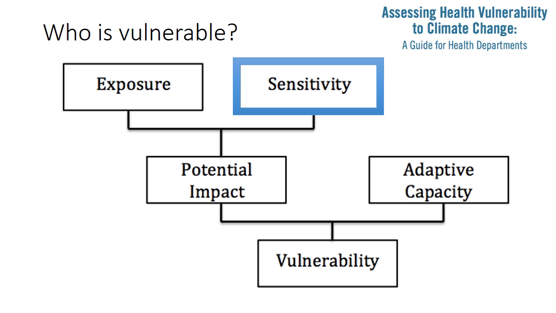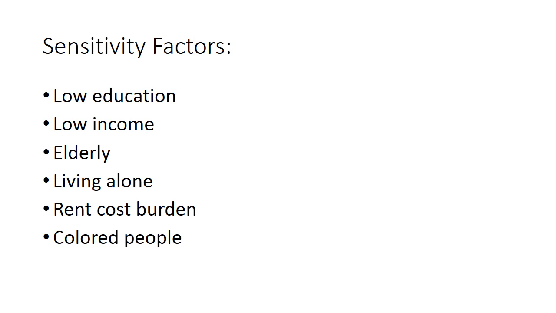Next, we looked at sensitivity. Some factors that we thought affected sensitivity were low education, low income, elderly, so they're more likely to be sensitive to the heat if they're older, living alone, so you're more isolated that way, rent cost burden, and people of color. These factors and sensitivity as a whole contributed to our vulnerability or sensitivity model.